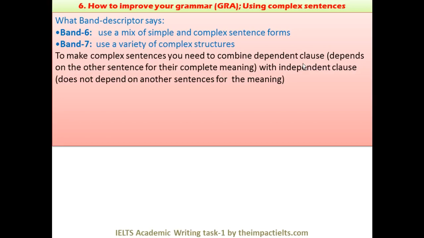For example, if you work hard, you will pass the exam. So that's a dependent clause combined with an independent clause. So when you combine dependent clause, right, with independent clause, like so if you work hard, you will pass the exam. So if you say, okay, you will pass the exam, this is a complete sentence. So that is independent clause, a complete sentence, right? So when you're combining a dependent clause to an independent clause, that is known as complex sentence.